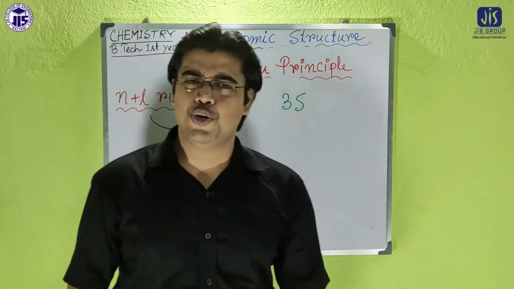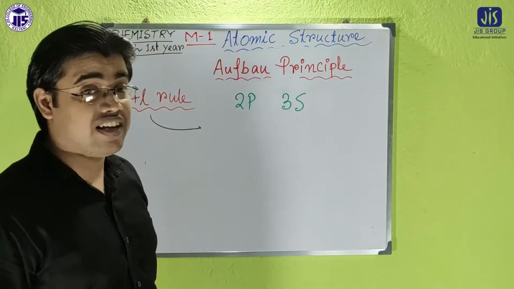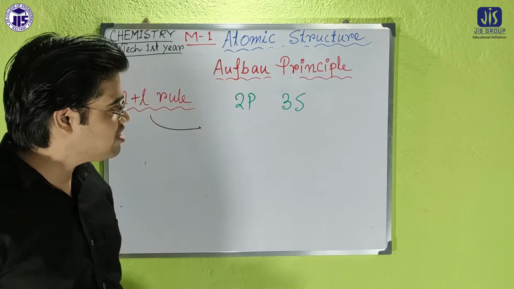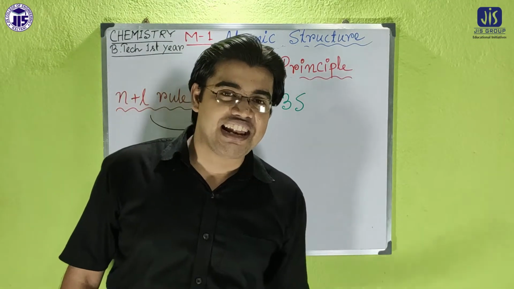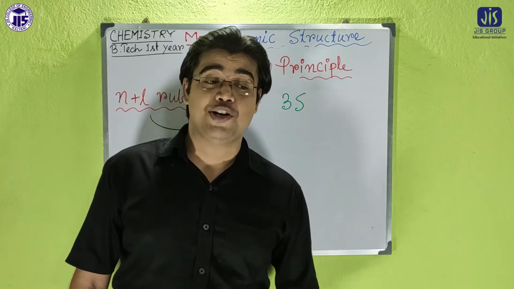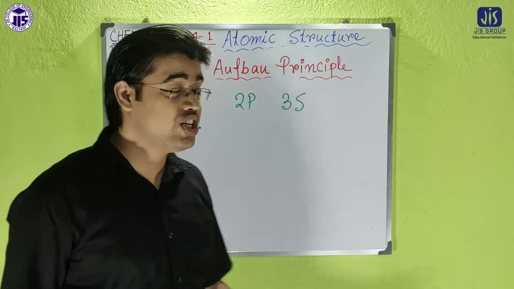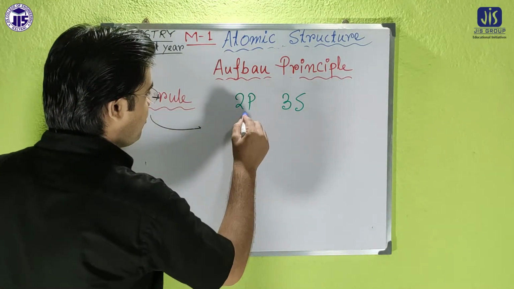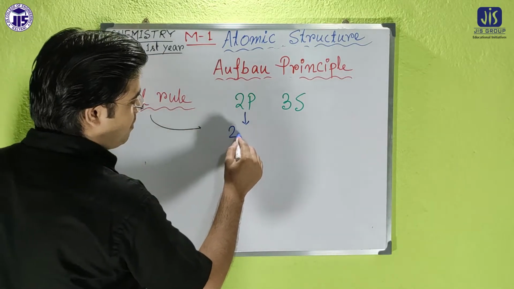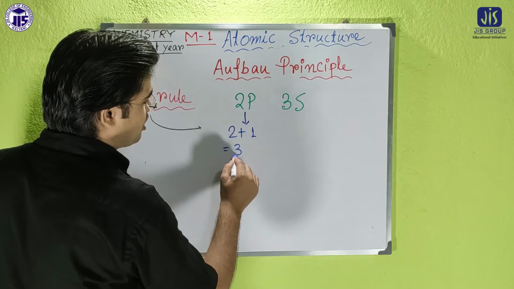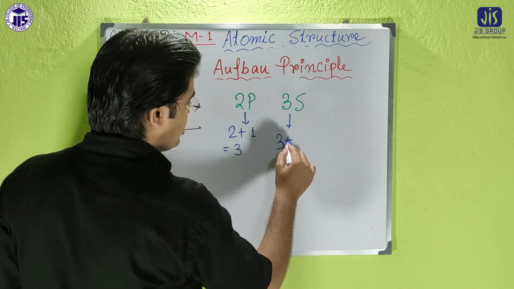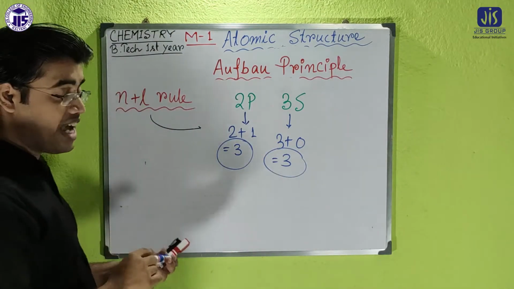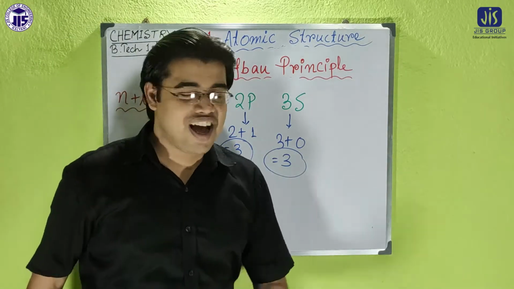Okay, so students, just do it and try it: is it possible to determine from the n plus L value in which subshell electron will go first, or is it possible to write down the increasing order of the energy of the 2p and 3s, or not? Okay, I can show you that here. If you calculate the n plus L value, it will be 2 plus 1, that equals 3, and here if you calculate 3 plus 0, that equals 3. The most interesting case is that for both cases here, n plus L values are the same.